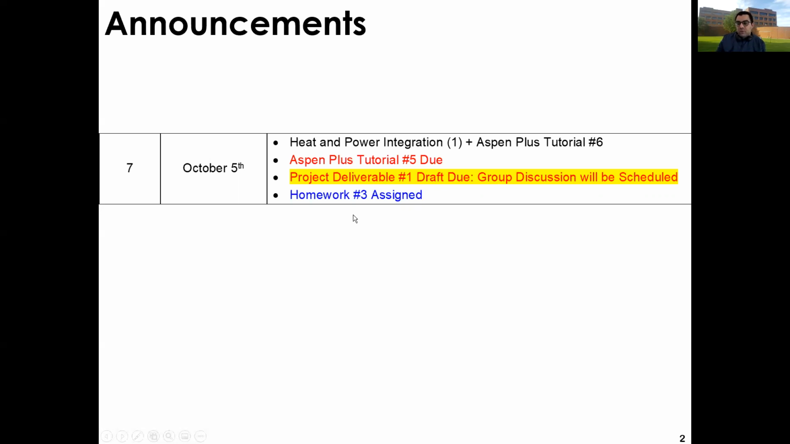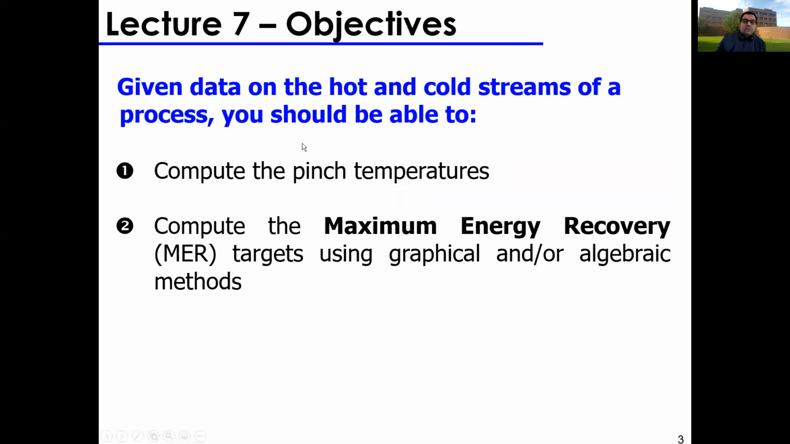Again, this is a very important homework. Your exam will primarily be from homework number 2, and homework number 3 will cover ordinary distillation sequencing and heat integration. Homework number 3 will also give you some very good practice to try and understand the concept we're going to cover this week. Okay, so let's get started.